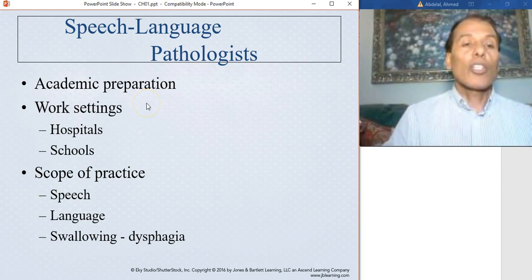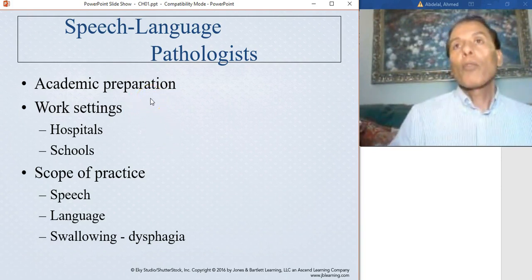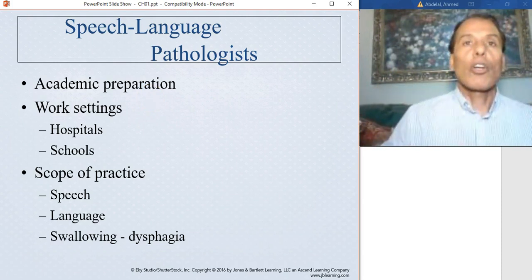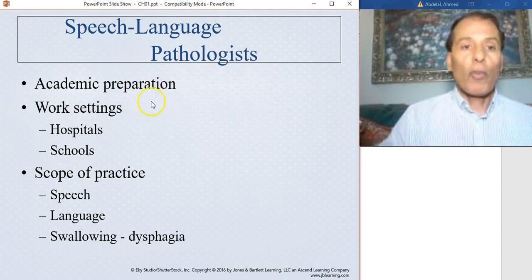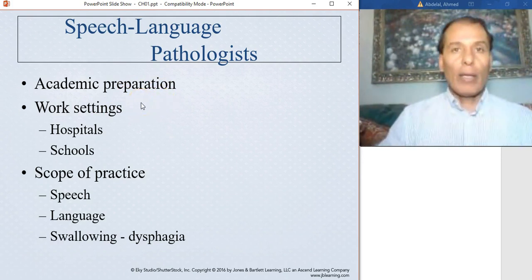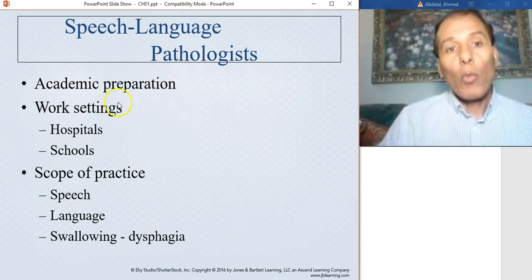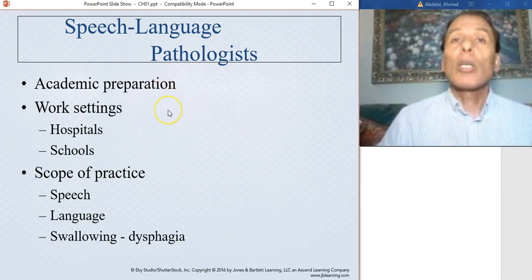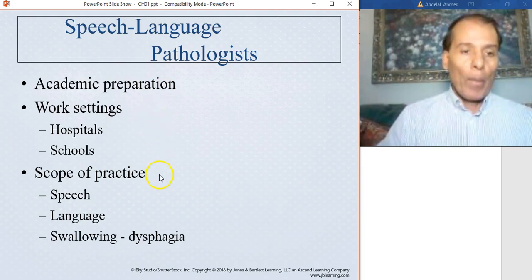With that certification, then you will be able to get your licensure also from the board of licensure in your state. That board certifies any profession in the state, like physicians, plumbers, and so on. But the minimum requirement to become an SLP is a master's degree.